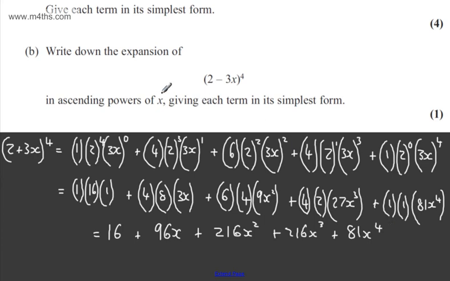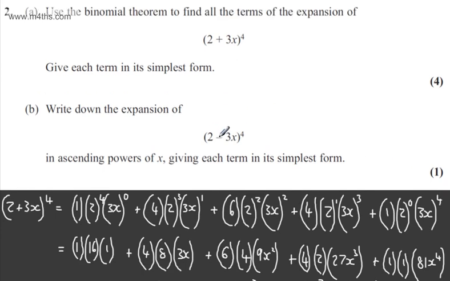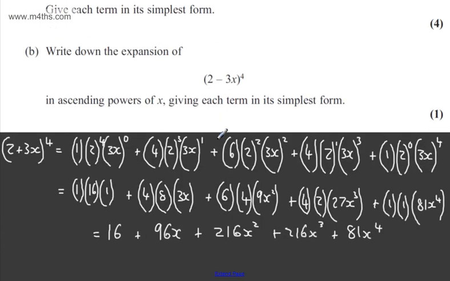In part B, we're asked to write down the expansion of (2 minus 3x) to the fourth in ascending powers of x, giving each term in its simplest form. The question carries 1 mark. We're going to use the result from part A to answer this question. All the difference is that we've got a plus and a minus. For odd powers 1 and 3, the answer is going to be negative.